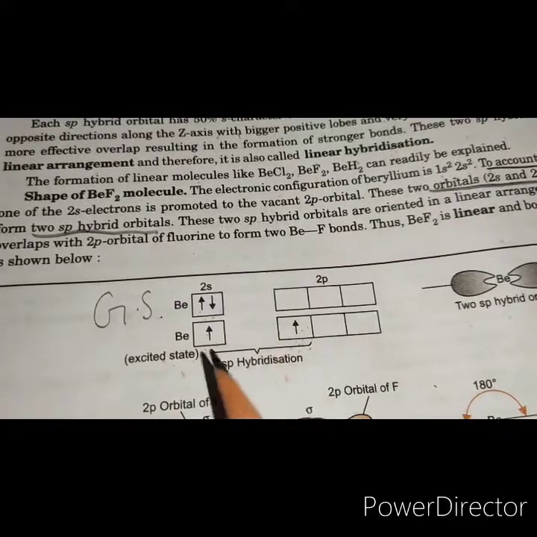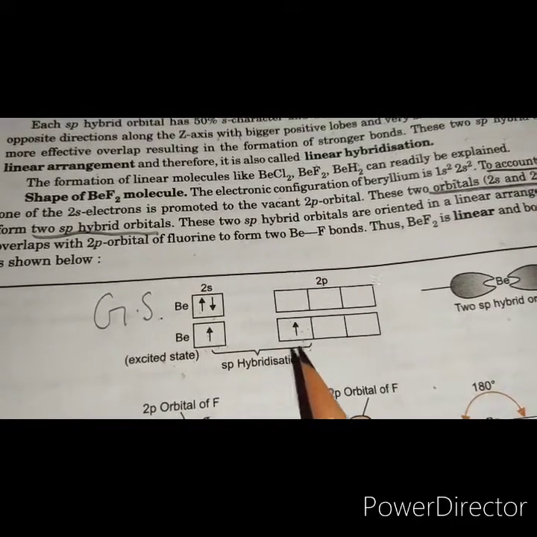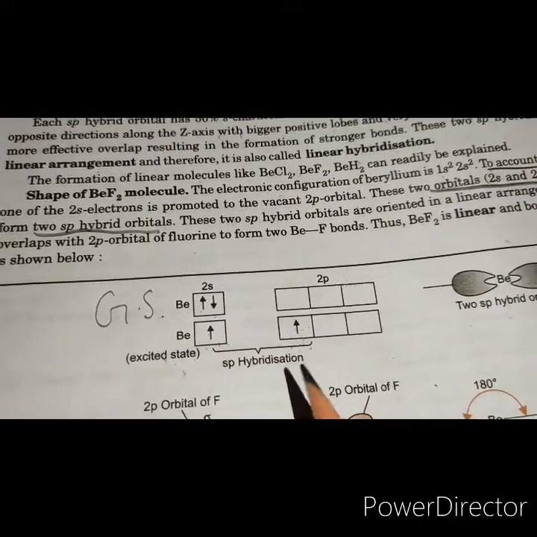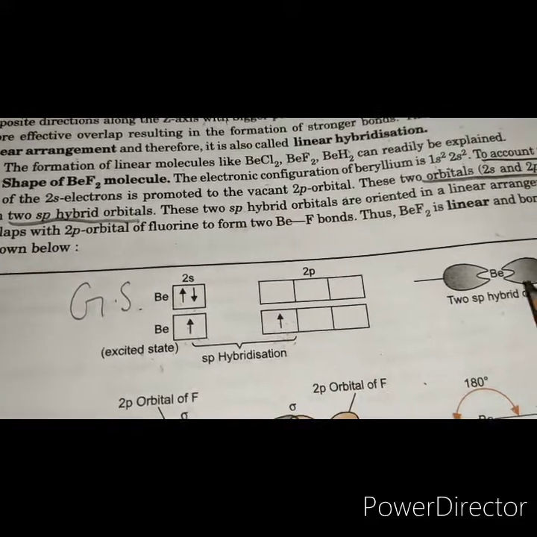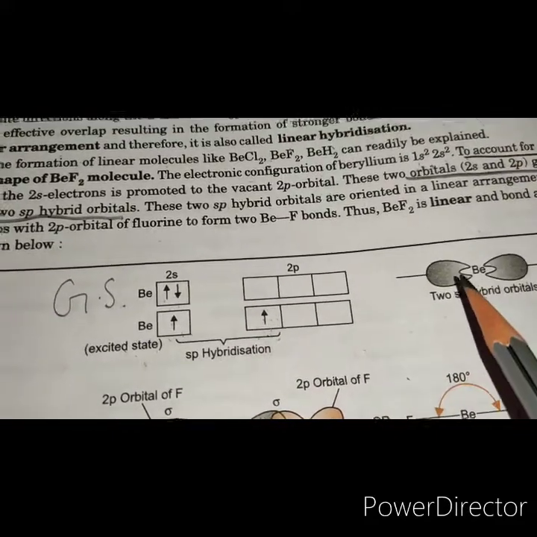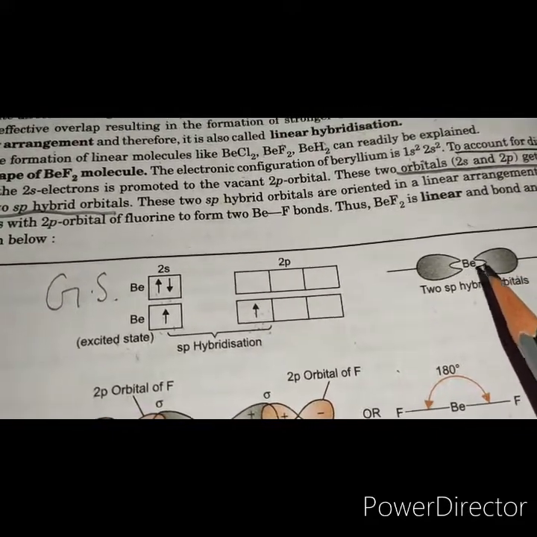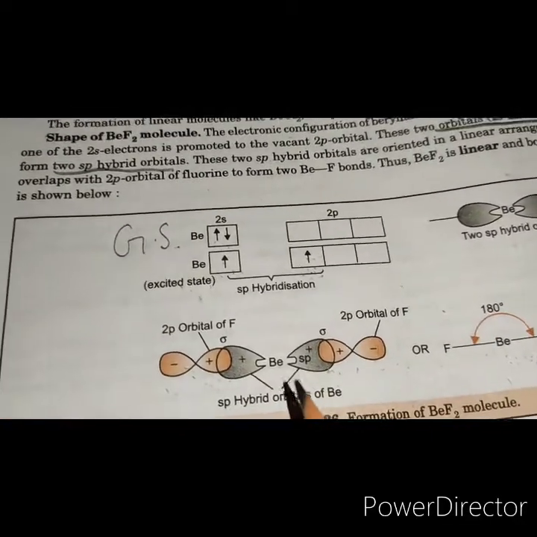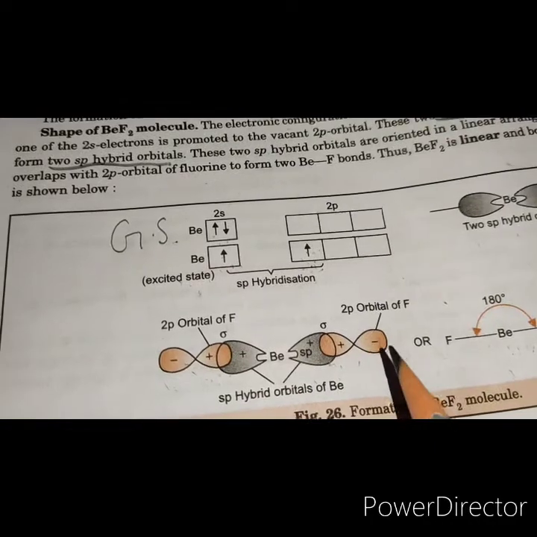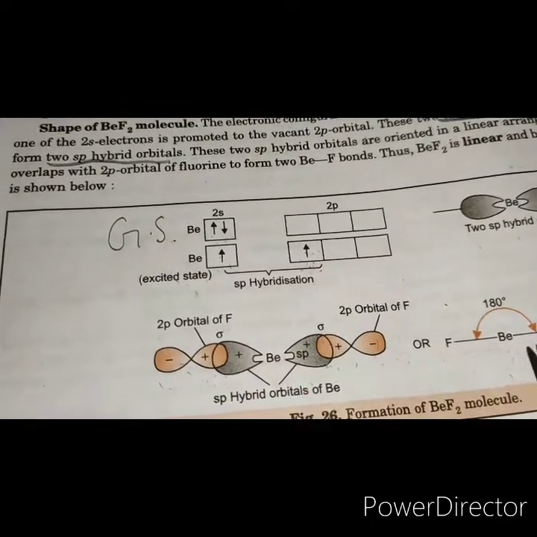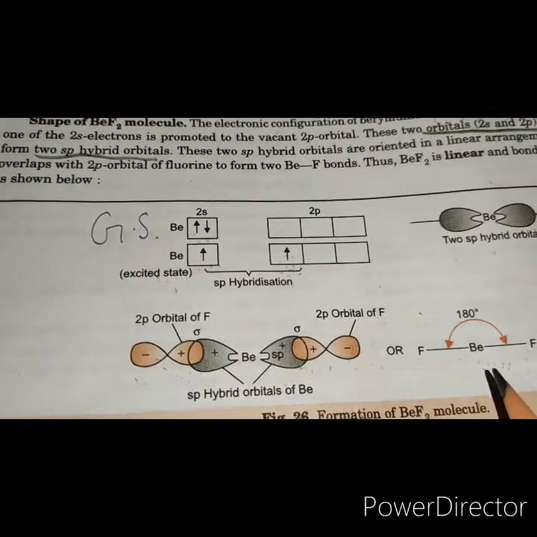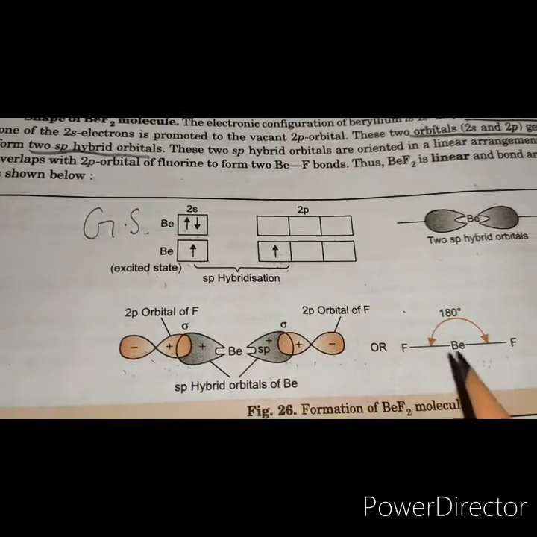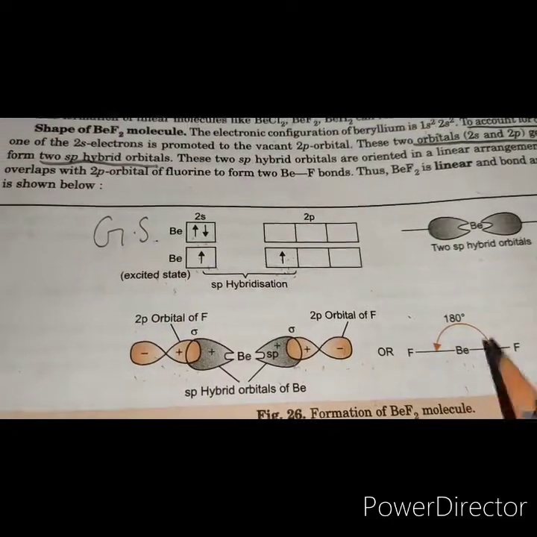Now these s and p orbitals mix together to form two new sp hybrid orbitals for beryllium, which arrange themselves at an angle of 180 degrees. Now these two sp hybrid orbitals overlap with the 2p orbitals of fluorine to form the Be-F bonds. So BeF2 is a linear molecule with a bond angle of 180 degrees.